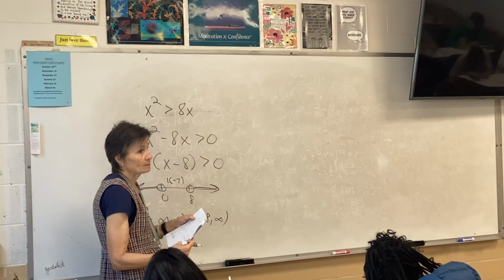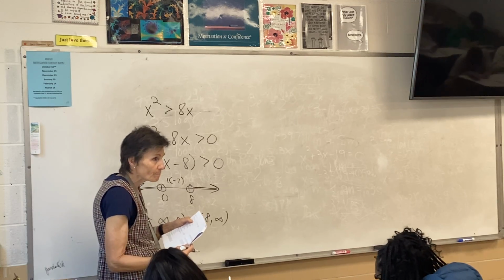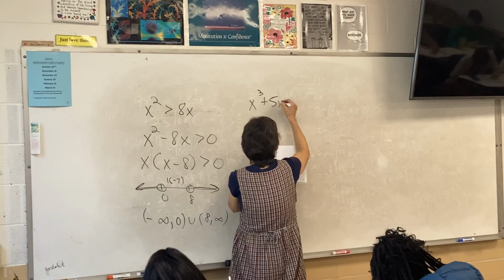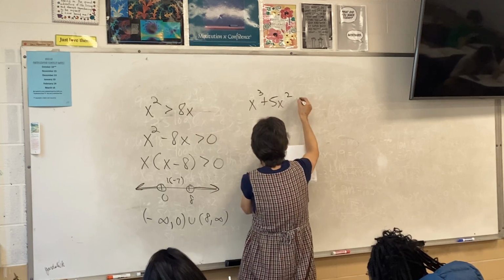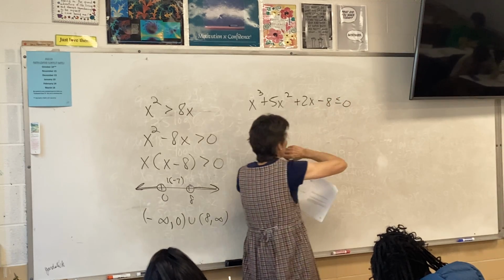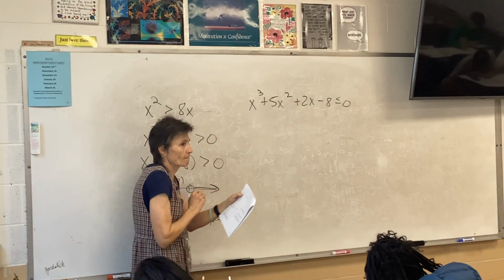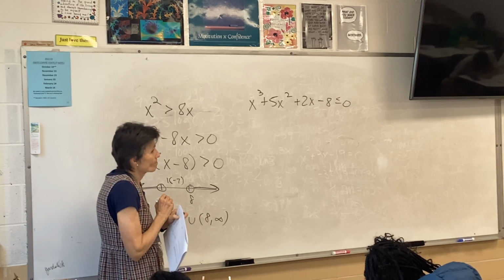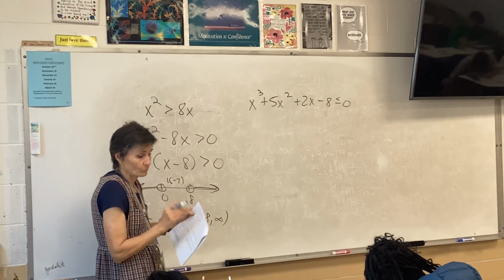That seemed pretty easy. Let's look at the next one. As I copy it, I'm going to move everything over to get a 0. Are you okay with that? Yeah.